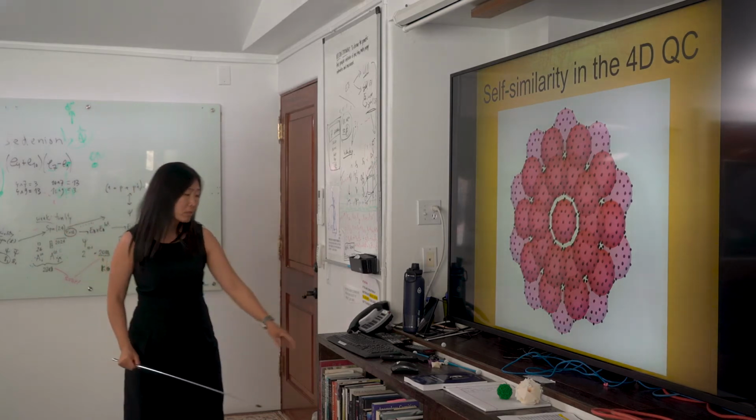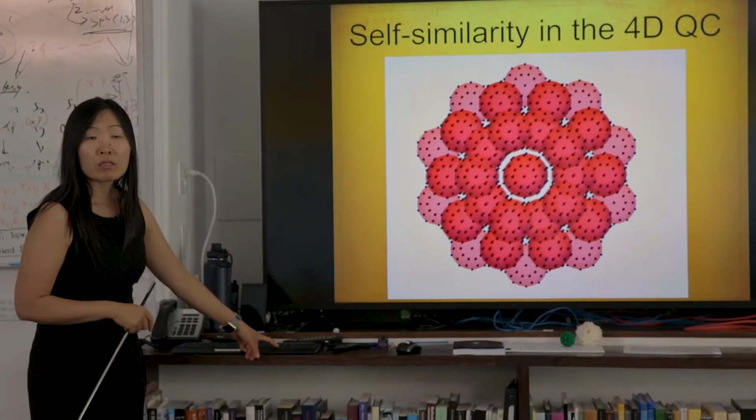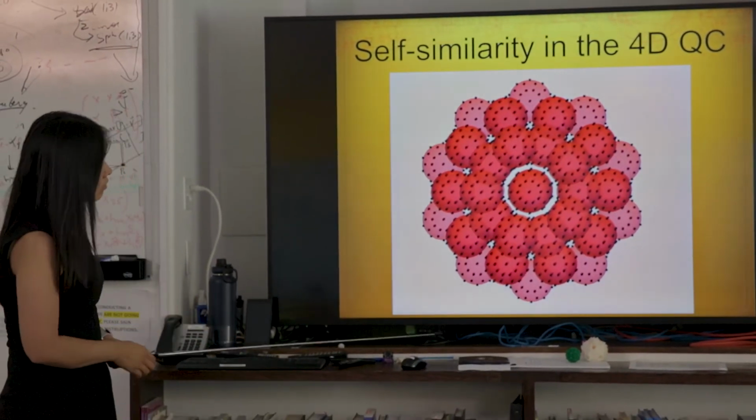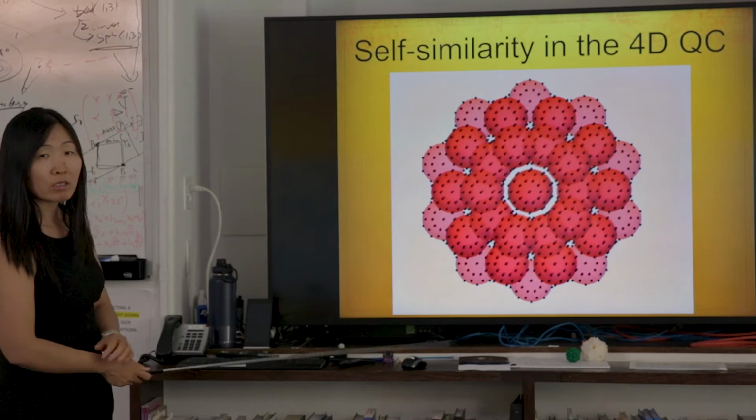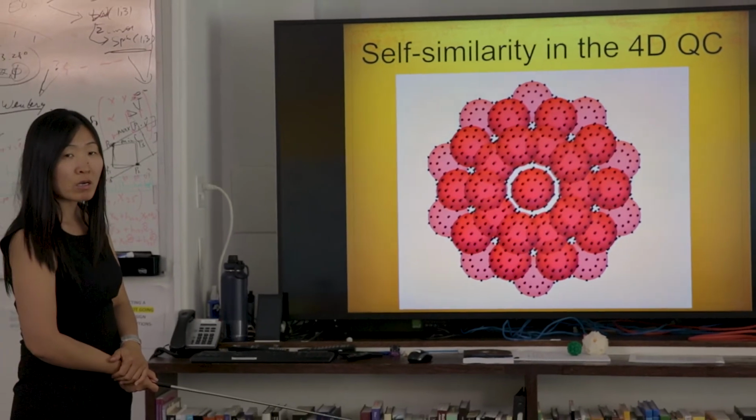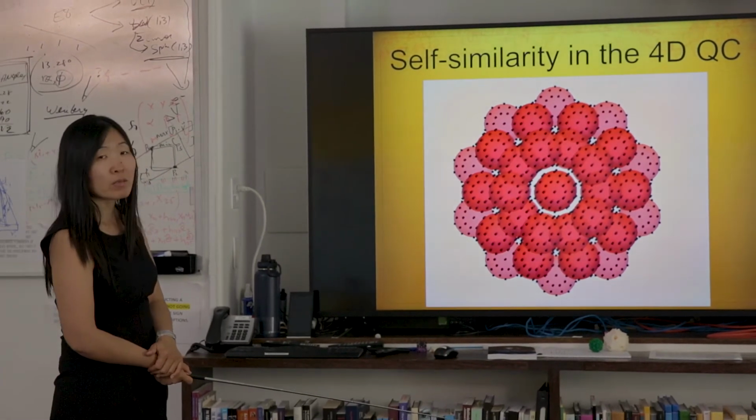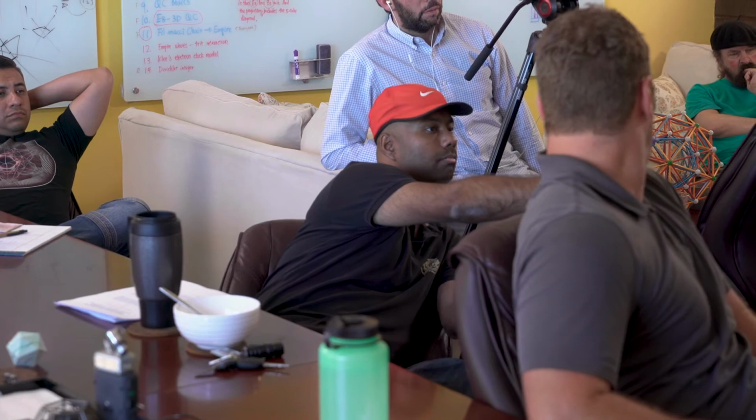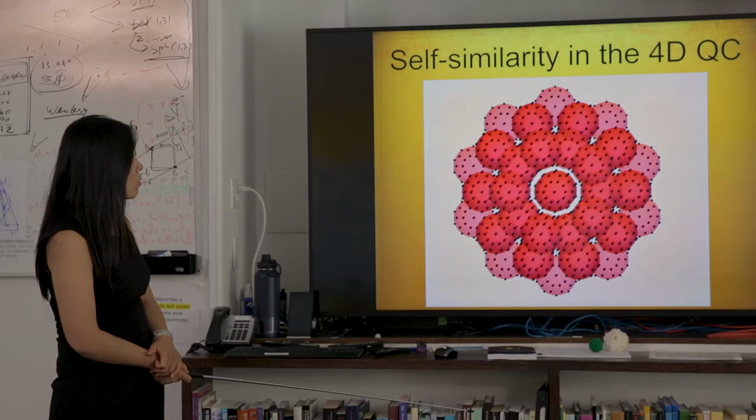It's self-similar. So from here, the central sphere is a 600 cell, as are all the other spheres in red and pink. And you said there is a bigger 600 cell, which is the whole thing, right? But is the second ring also a 600 cell?